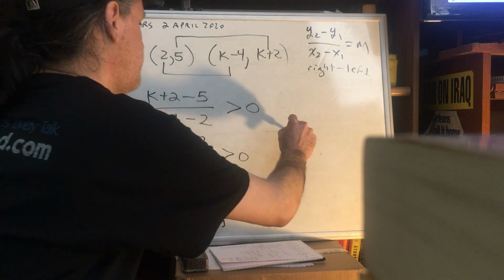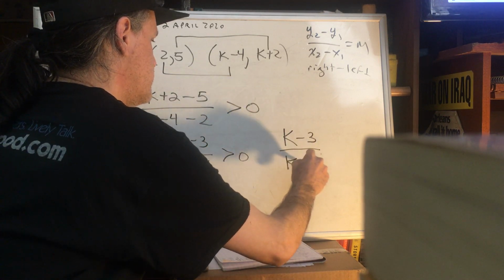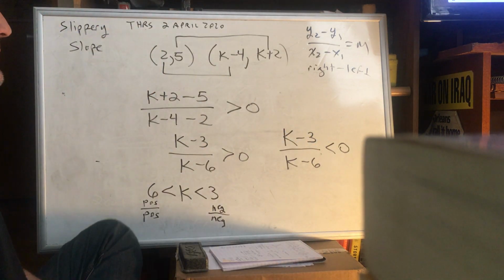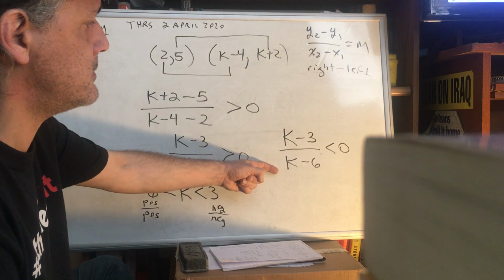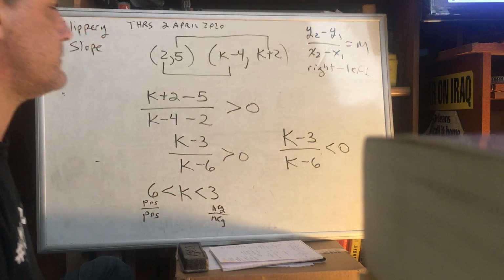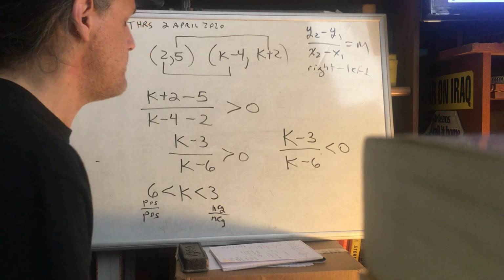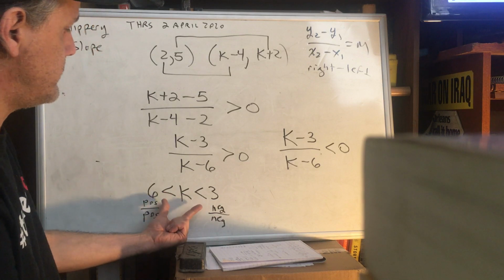Alright, now let's do the flip side of that. If we want this to be negative, we want it less than 0. Well, the only way this is going to be negative is if you get a negative over a positive or a positive over a negative. And it's probably going to be the reverse of this.